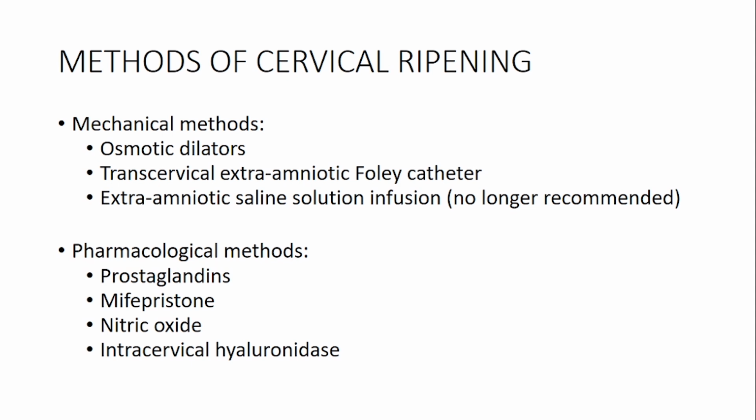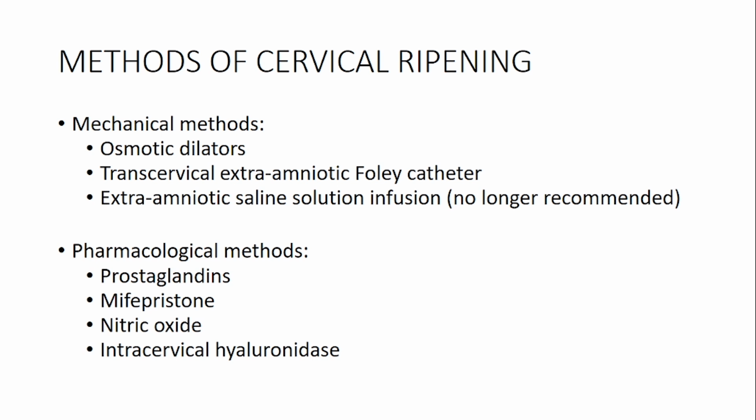The other mechanical method that we can use apart from osmotic dilators like the laminaria tent is the transcervical extraamniotic Foley's catheter. In many circumstances, we insert a Foley's catheter size 16 to 18 into the cervix, push it up and inflate it with about 30 to 50 ml of normal saline. In the process, the amniotic membrane is displaced, and there could be release of prostaglandins from the amniotic bed. Sometimes we can infuse extraamniotic saline solution, but it's no longer recommended.